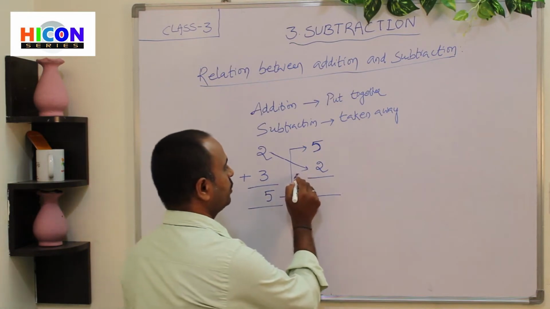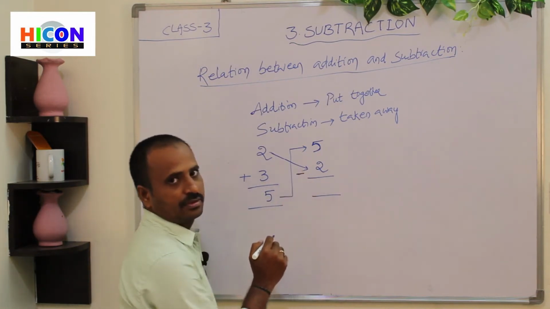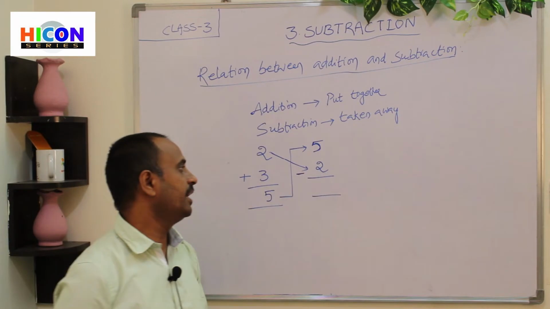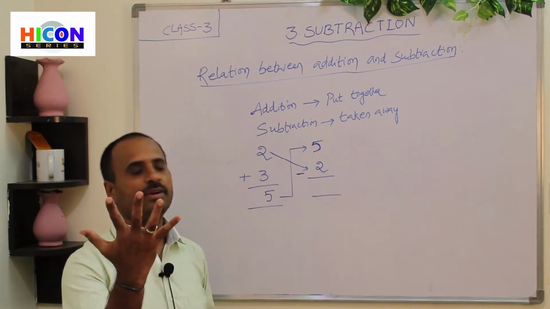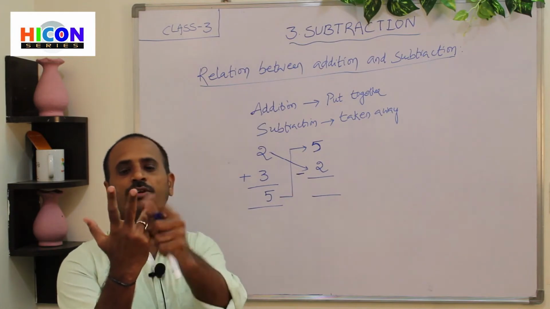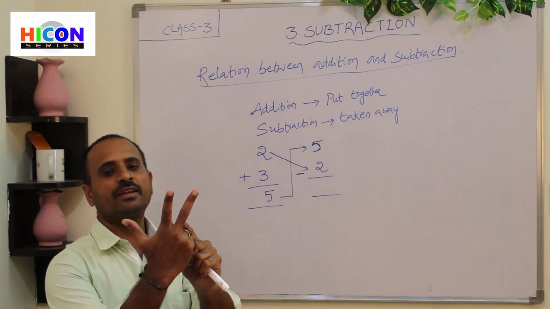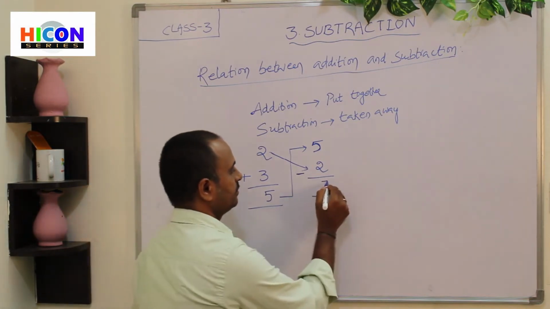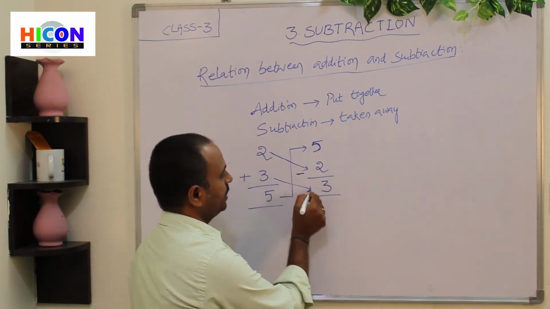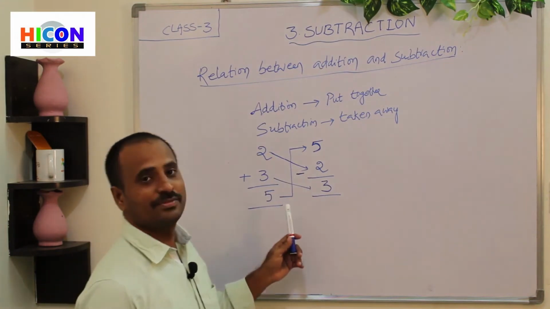If we subtract 2 from 5, how much will you get? Subtract 2: open 5 fingers, 1, 2, 3, 4, 5 and close 2 fingers, 1, 2. Children, how many fingers are remaining? There are 3 fingers remaining, 1, 2, 3. So write 3 here. So you will get the second number. Done.